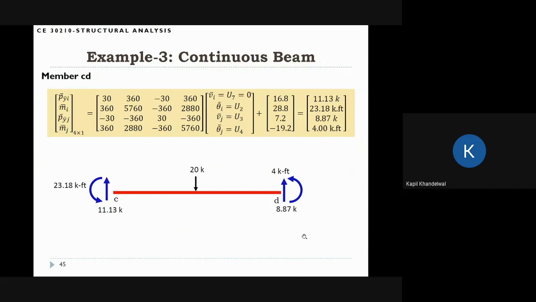Again, I'm putting all these numbers in this free body diagram showing you the member forces. You can see that 11.13 plus 8.87 equals 20. So they are canceling each other. They are nice and everything is fine. And again, I'm not doing the equilibrium for moment, but if you check it, it should be okay.